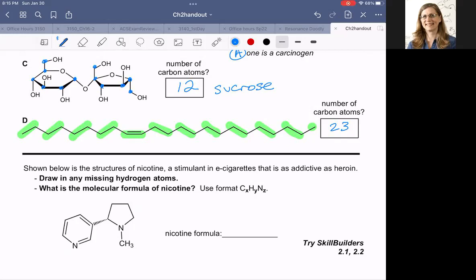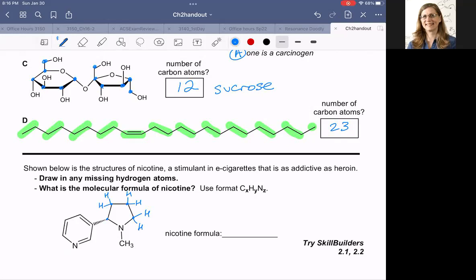So again, if you want to pause the video and try this on your own, that'd be a great exercise, but I will work through it myself. So this bottom carbon I already drew out as a CH3, so there's no missing hydrogens here, but each of these carbons in the chain has only 2 bonds. Those must all be CH2s. And how about this carbon? That carbon has only 3 bonds, so there's also a hydrogen.